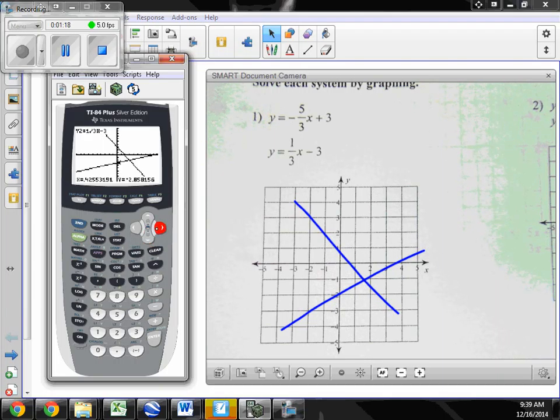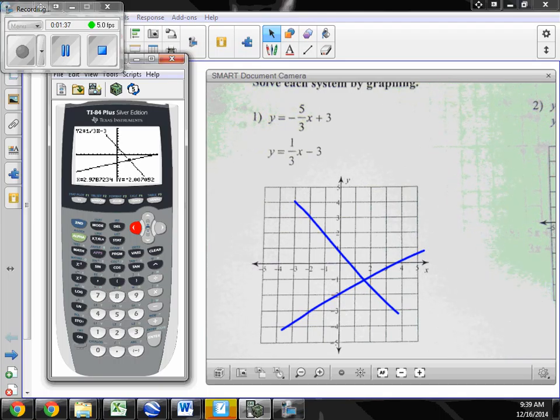But even then, I'm never going to get the exact answer. So you can see here, I didn't get any closer than I did before. So it appears as though the answer is 3, negative 2, but I can't guarantee it.